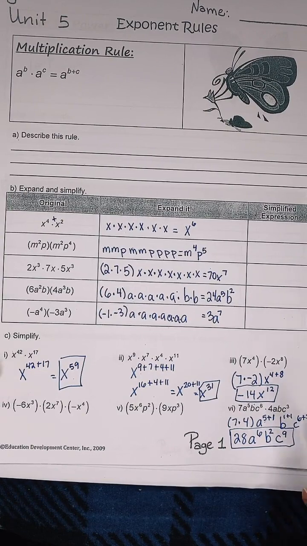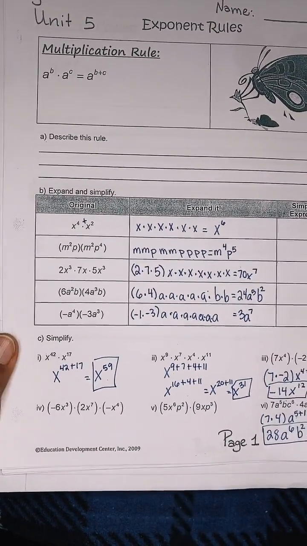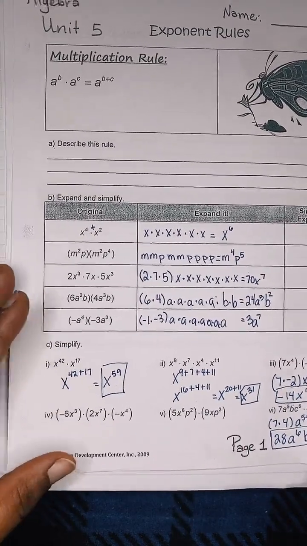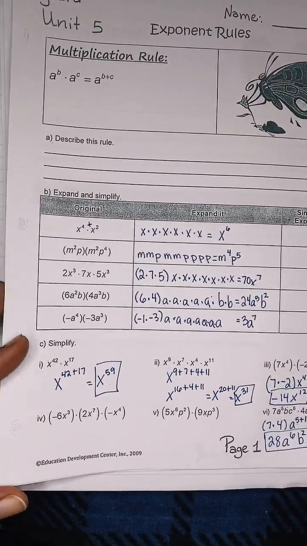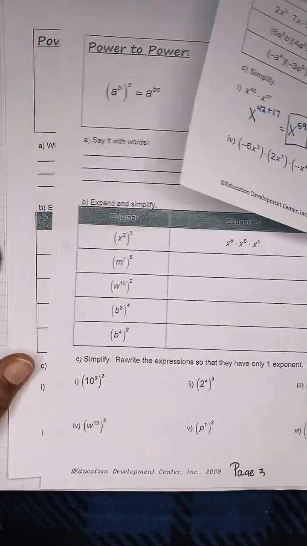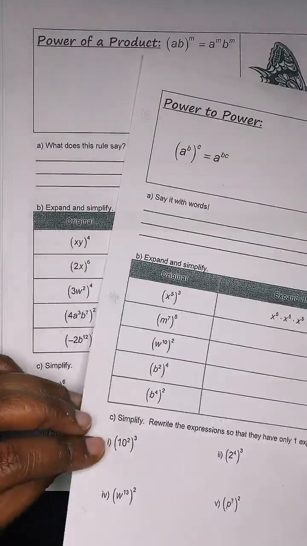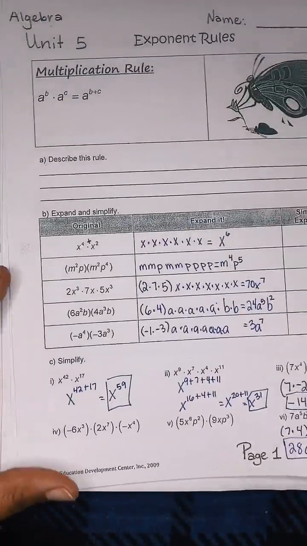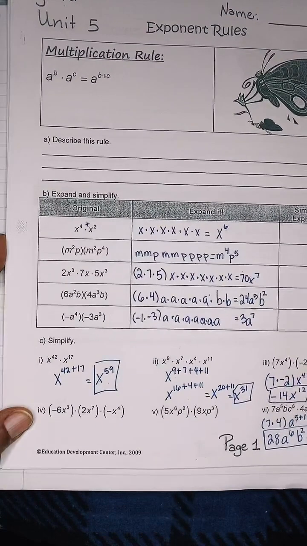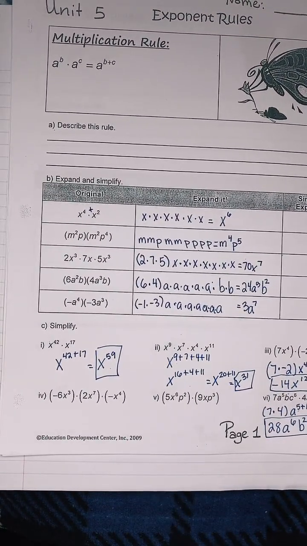Perfect. All right. So let's finish out with these last two here, and then we're going to go to another rule. We're going to do a power on a power. So I have all the rules tonight: multiplication, power on a power, power of product. So we're going to try to get through them, okay?